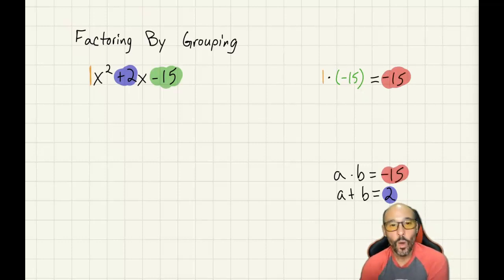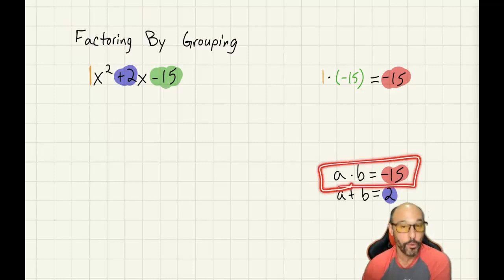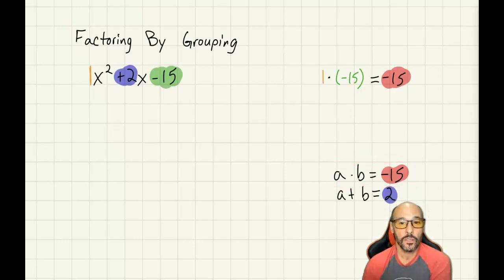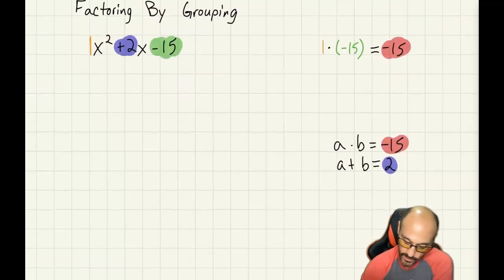Okay, so what two numbers, A and B, when we add them together equal 2 and multiply them together give us negative 15? One of them is going to have to be positive and one negative, because the result of the product is negative. So a positive and a negative. And the positive is going to have to be further from 0 than the negative because the result of adding them together is positive. So I could just go through and say, well, let's see.